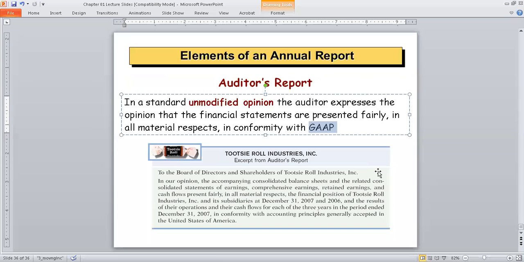We'll talk more about GAAP in chapter 2. But GAAP are the rules of accounting in the United States. It stands for Generally Accepted Accounting Principles. It's the rules of accounting. So the auditors investigate, and they make sure that the financial statements are accurate.